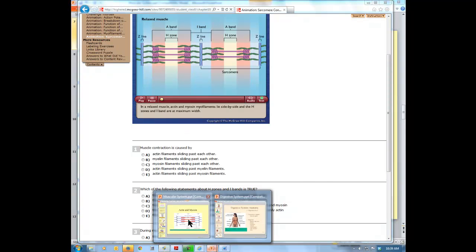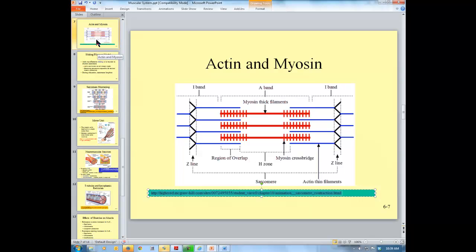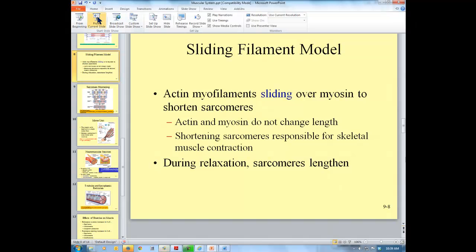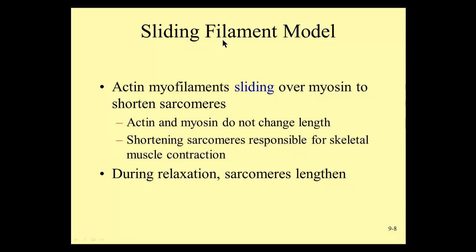So we call this process of actin and myosin interacting the sliding filament model, because it's actin sliding over myosin to shorten the sarcomeres. And that's a real key concept, so I would underline and highlight so you know what's shortening here. It's the sarcomere, but it's not actin or myosin, they're just sliding over each other. So actin and myosin do not change length. When we relax the muscle, myosin detaches from actin, and we said that muscle is elastic, so it returns back to its resting length again for another stimulus to cause myosin and actin to interact again.